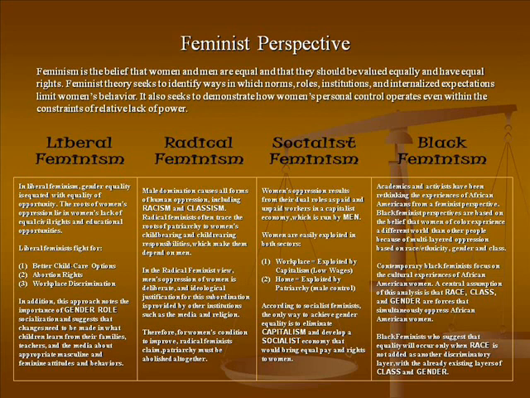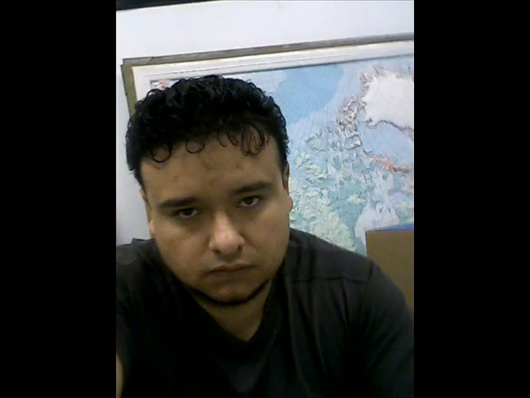Right now, the socialist feminists state that when we stop capitalism and adopt socialism, we will have equal rights. And the black feminist states that race is just another layer that limits women's potential. So all four are forms of feminism.